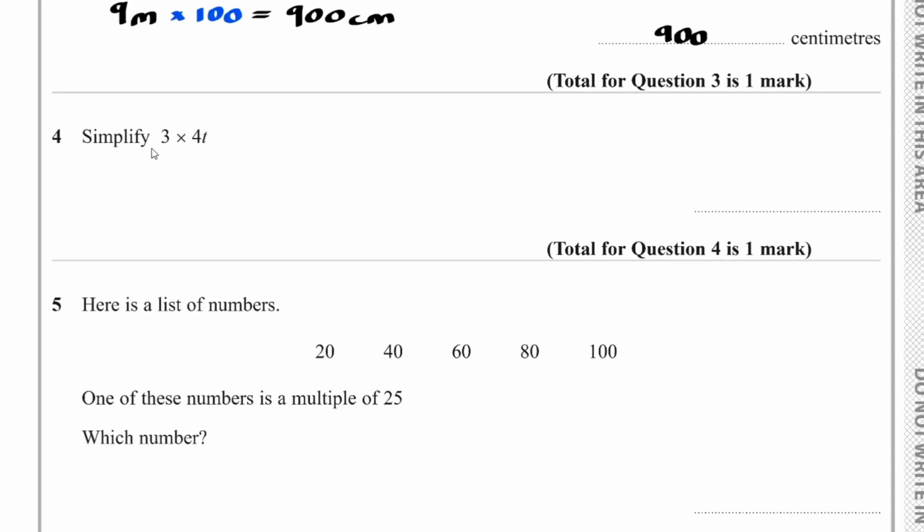Question number 4, we have to simplify 3 multiplied by 4t. 3 times by the 4 is 12, and we are multiplying that by t, so we end up with 12t.